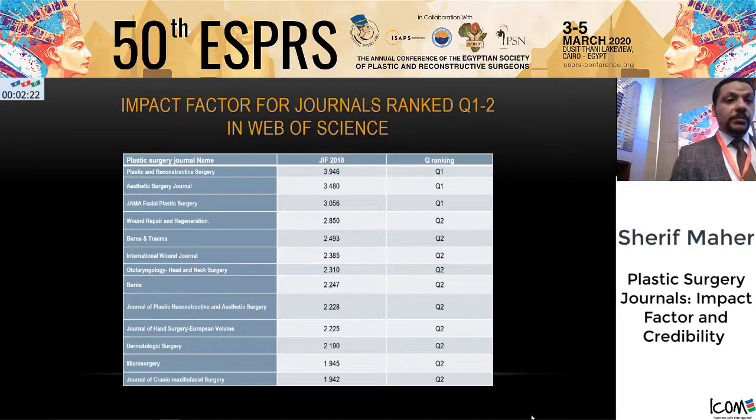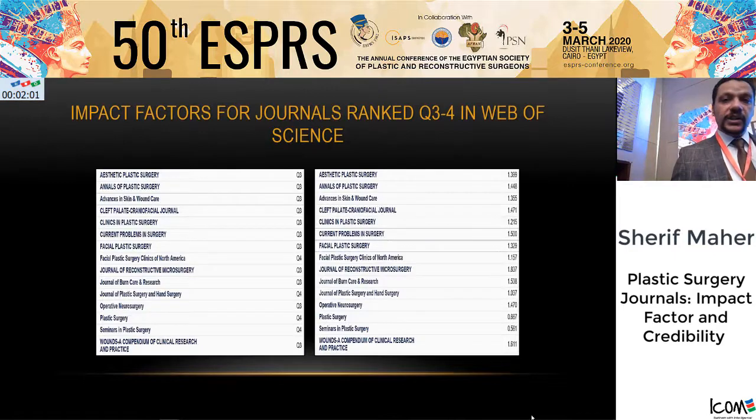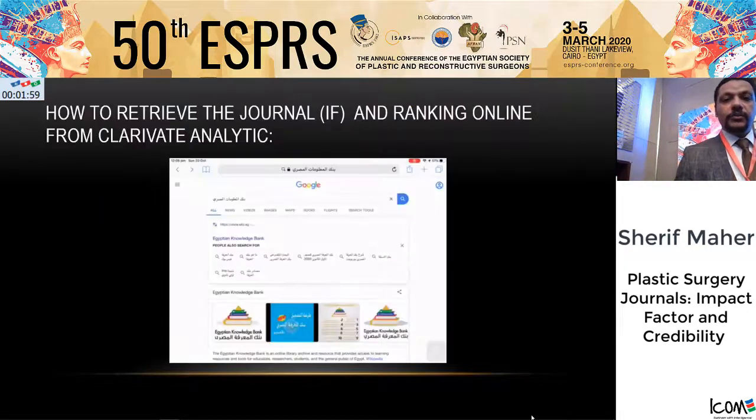These are examples of the impact factor for the journals ranked in Q1 and Q2. To simplify what Q1 and Q2 mean, we can find 203 journals here. The first 50 journals are ranked Q1, the second 50 are ranked Q2, the third Q3, and the fourth Q4. These are examples of Q3 and Q4.